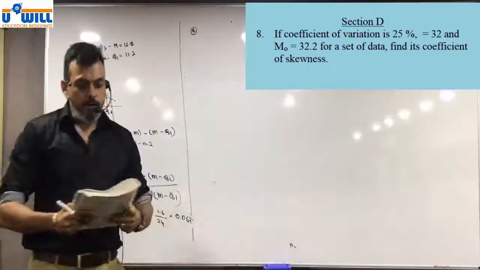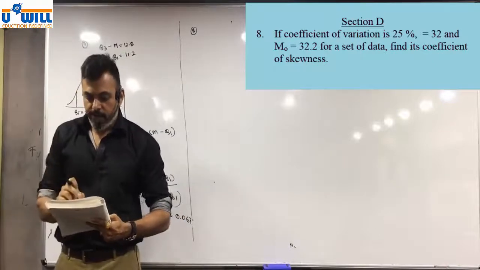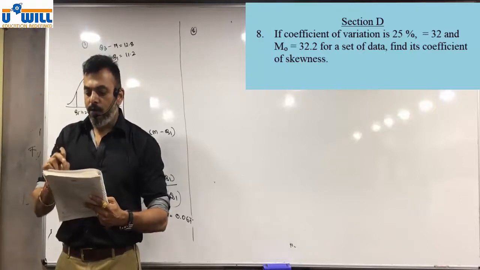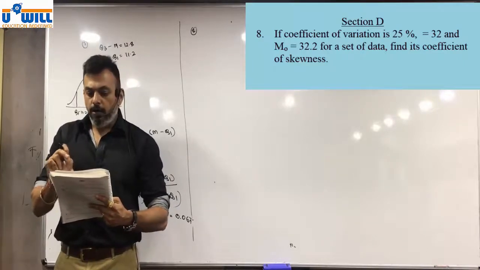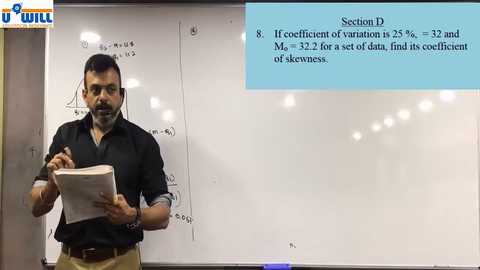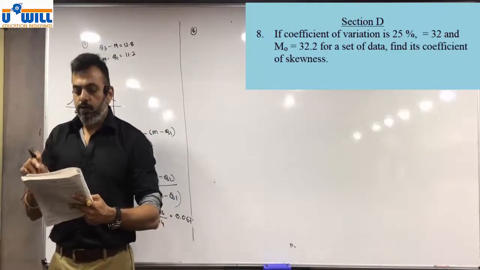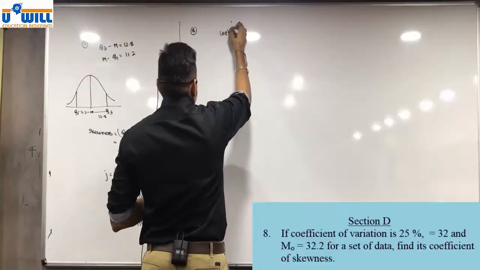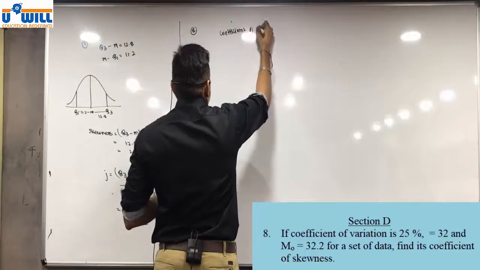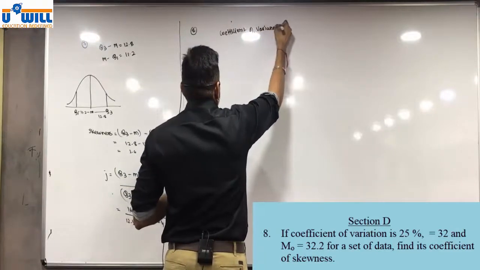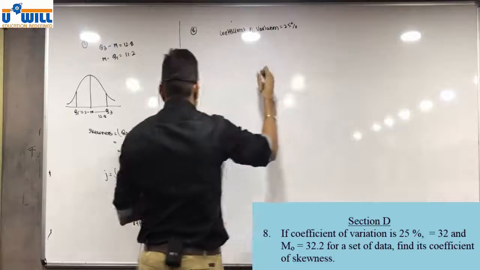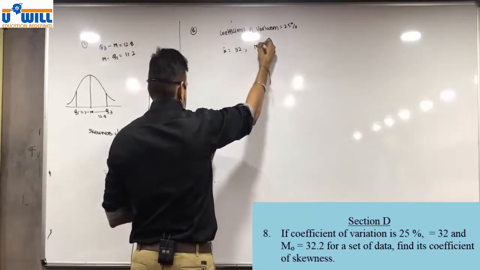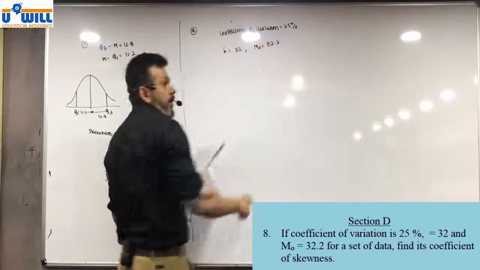Question number 8. If the coefficient of variation is 25%, mean is 32 and mode is 32.2 for a set of data, find its coefficient of skewness. Now let's write the information first. Coefficient of variation is equal to 25%, x bar is equal to 32 and mode is equal to 32.2.